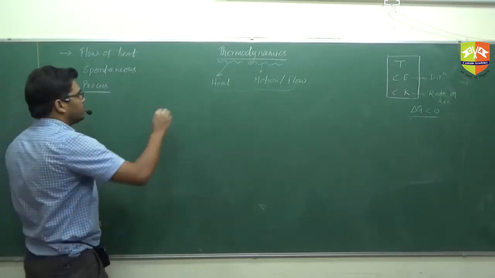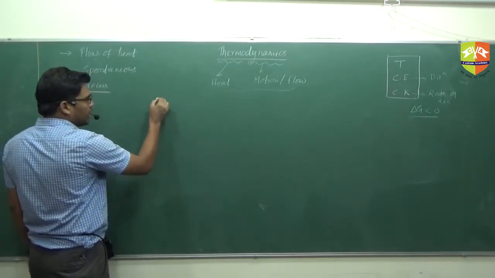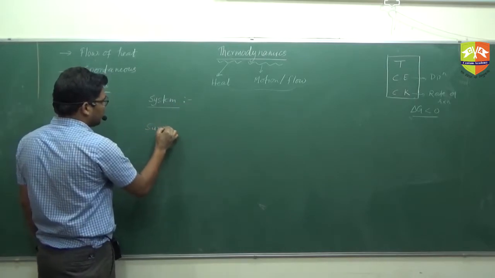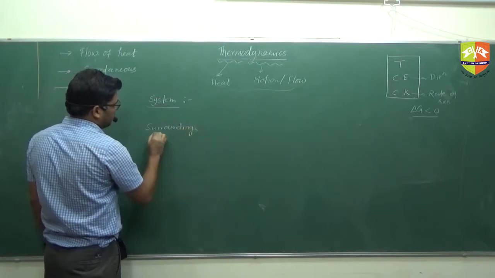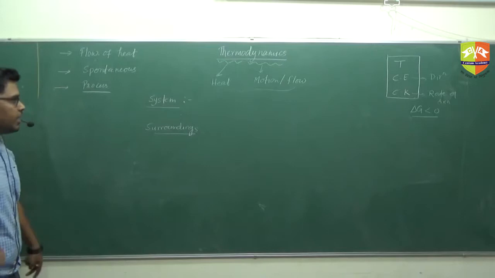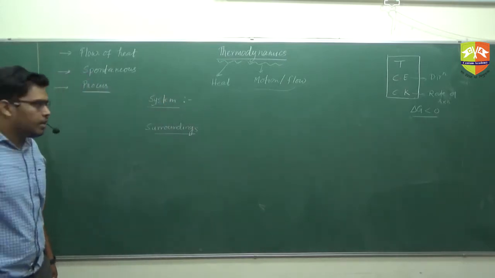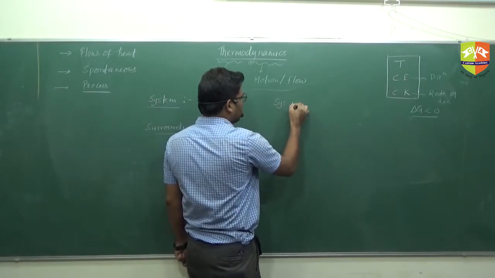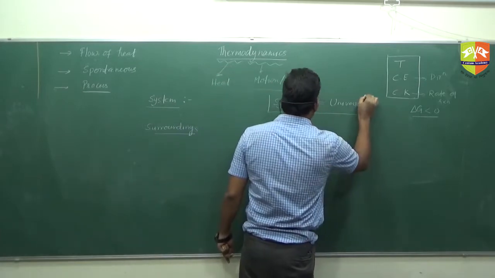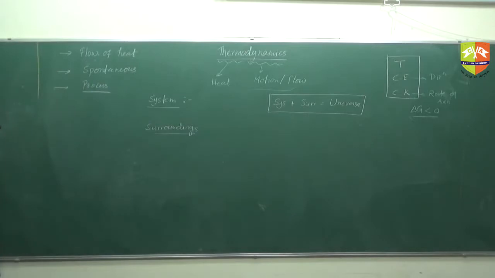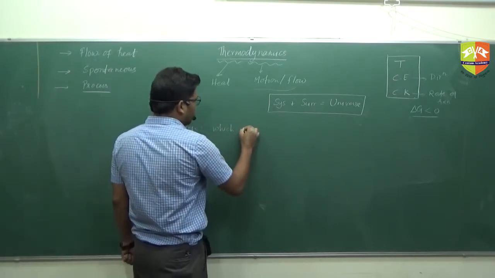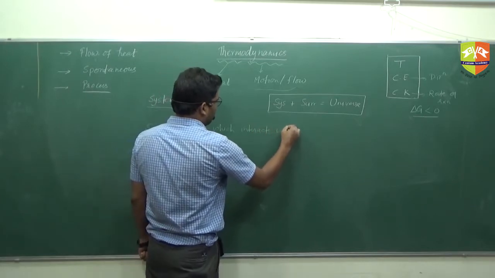There are a few terms in this chapter that we have to understand first. The first term is system. What is a system? What are surroundings? What is the definition of a system? It is anything, a part of the universe, which is under consideration. System plus surroundings is equal to the universe. Write down: system is anything which is under consideration. Surroundings is again the part of the universe which interacts with the system.